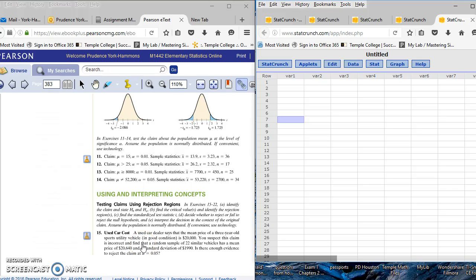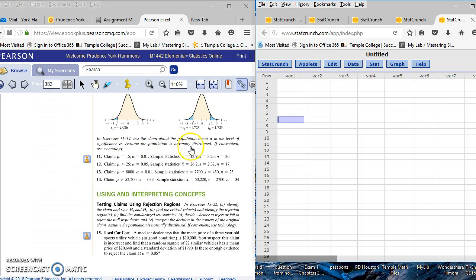Greetings, class. I'm still in Chapter 7, Section 3, looking at problems from the section exercises on page 381 of your text. These are somewhat similar to the homework problems you see in my stat lab. So I'm going to look at number 11. We're going to use technology to test a claim about the population mean, mu, on the level of significance alpha.